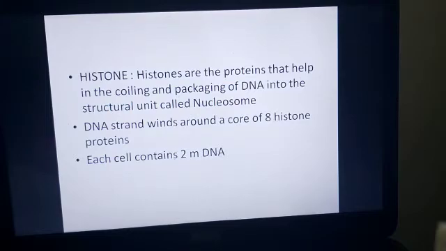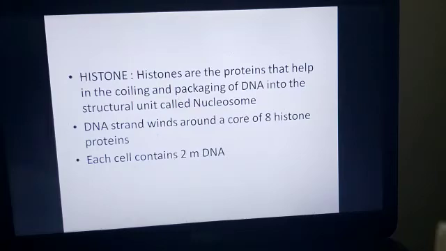Now next is histone proteins. Histones are the proteins that help in coiling and packing of DNA into structural units called nucleosomes. Now here it is very important for you to understand that the DNA strand winds around a core of 8 histone proteins. Each of these complexes, that is DNA plus histone protein, together is called a nucleosome.